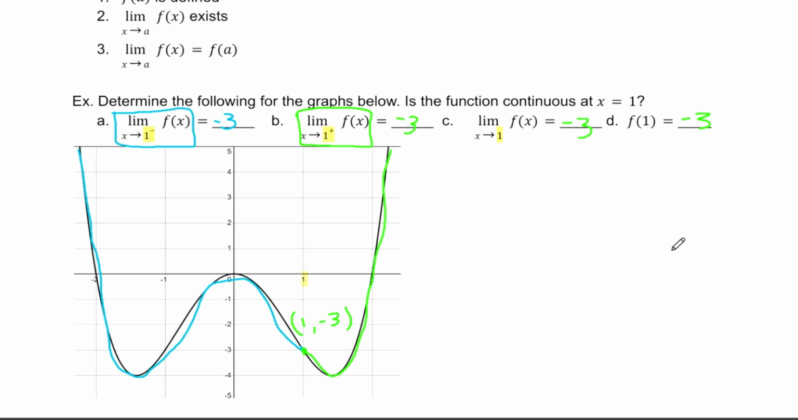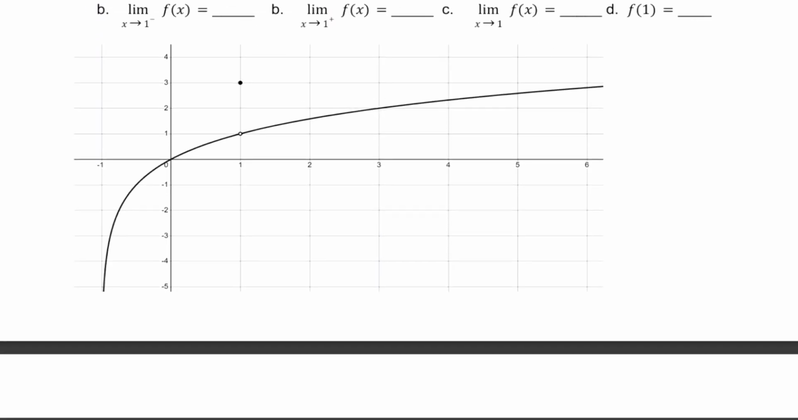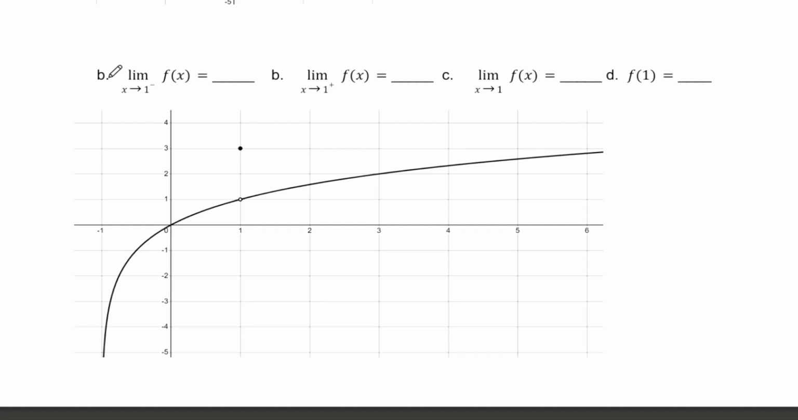Now let's look at one final example. Again, we'll determine whether the function is continuous at x equals 1. Approaching from the left, the graph approaches 1. Approaching from the right, the graph also approaches 1. Since both sides approach the same value, the overall limit is 1.